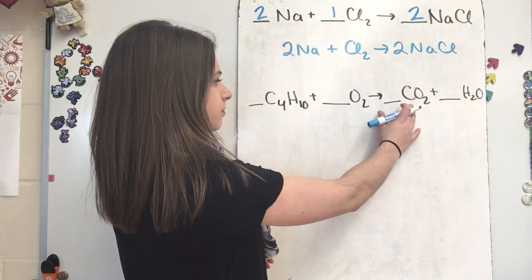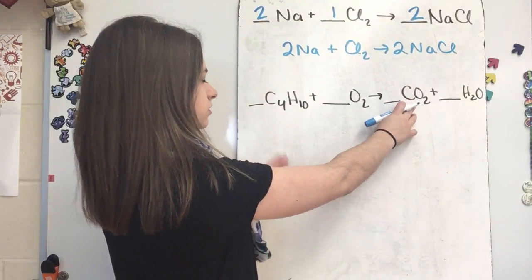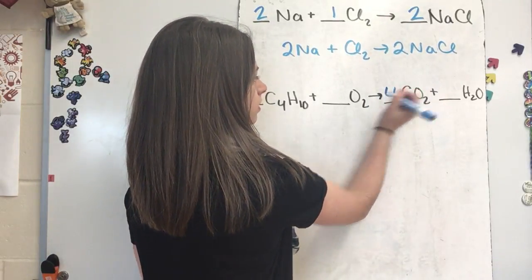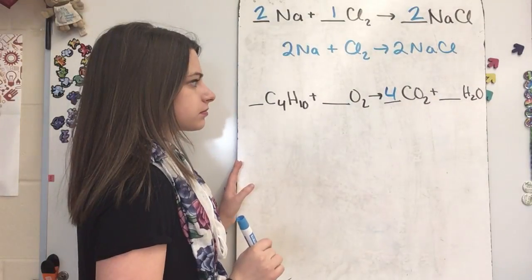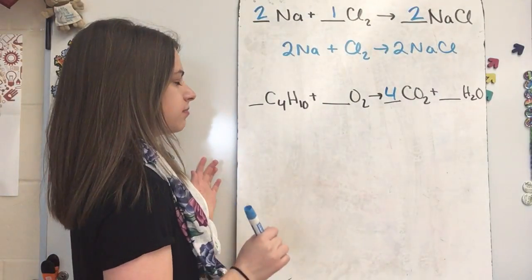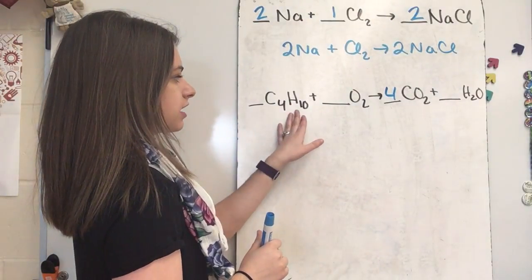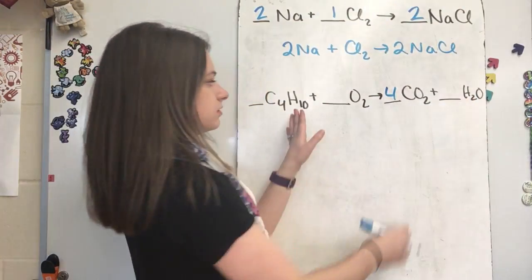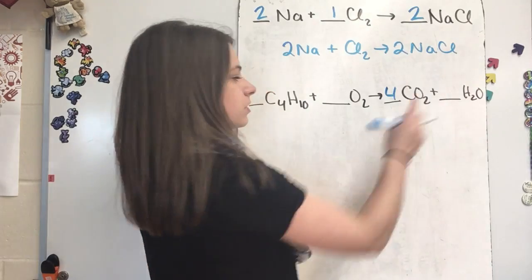Over here, the only place of my carbon is in my CO2 and I have 1. So 4 does not equal 1. So I'm going to add a 4 in front over here. Okay, so now I'm going to look at my hydrogens. So I have 10 hydrogens in the reactants. I have 2 hydrogens in the products. 10 does not equal 2.